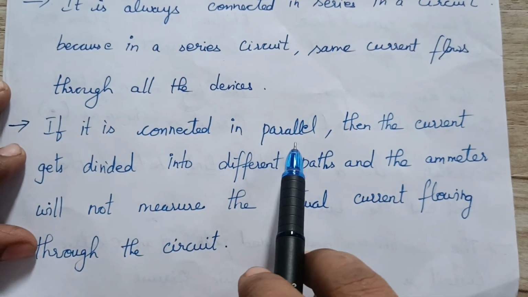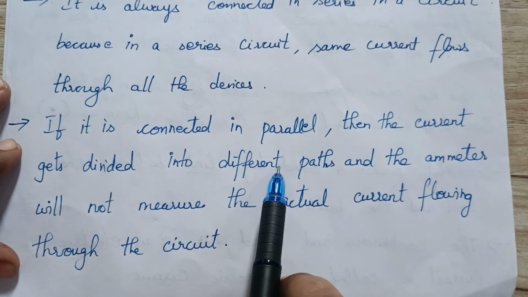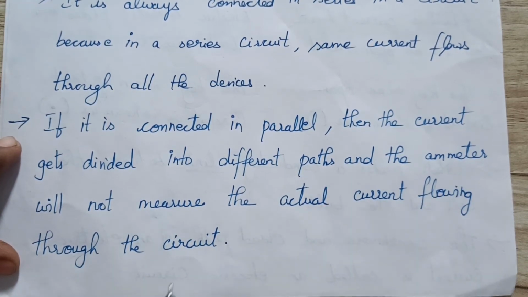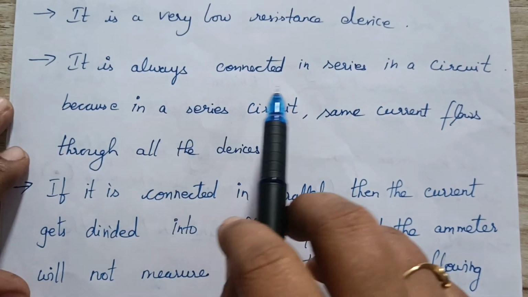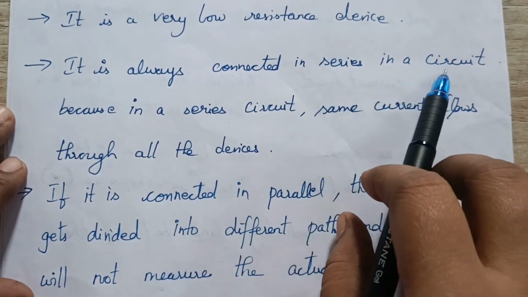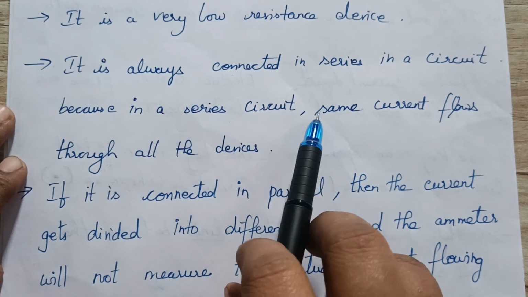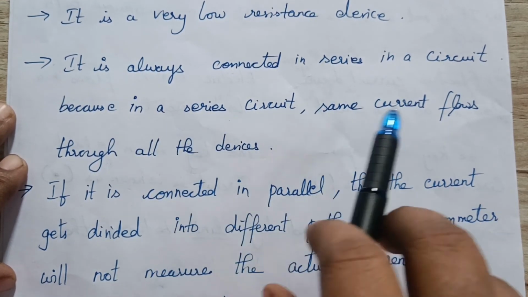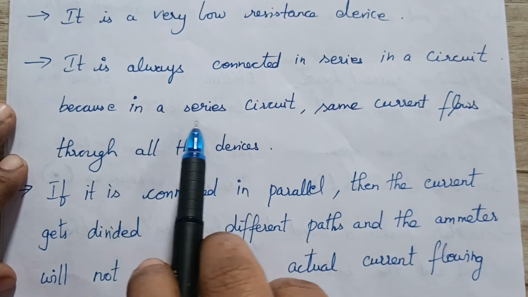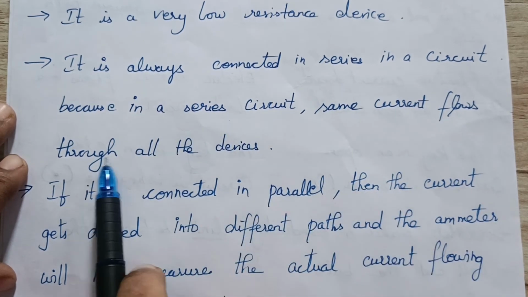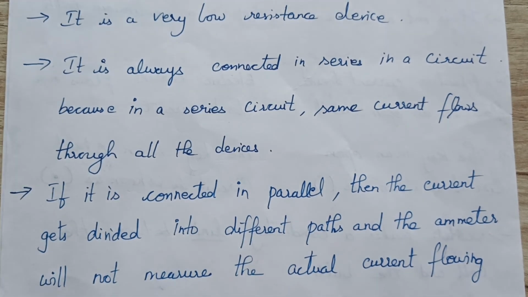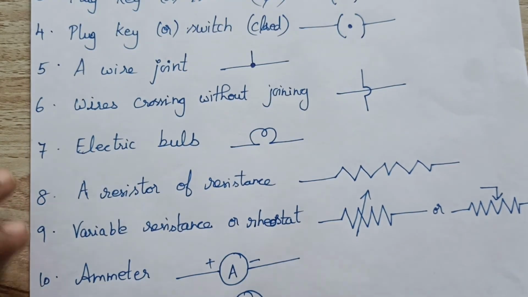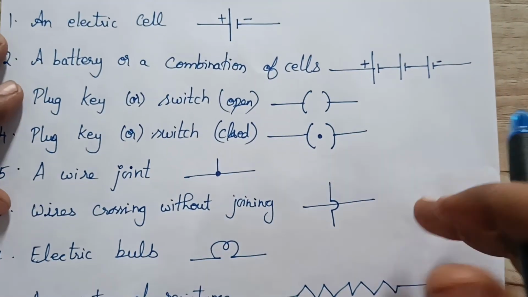If it is connected in parallel, then the current gets divided into different paths, and the ammeter will not measure the actual current flowing through the circuit. So it is always connected in series in a circuit, to get the correct current flowing through the circuit, because in a series circuit the same current flows through the devices. Okay, clear? So this is your circuit diagram.